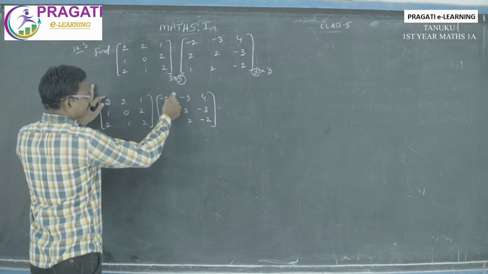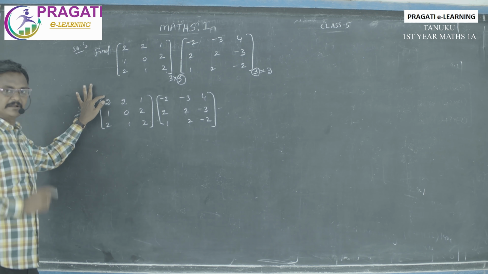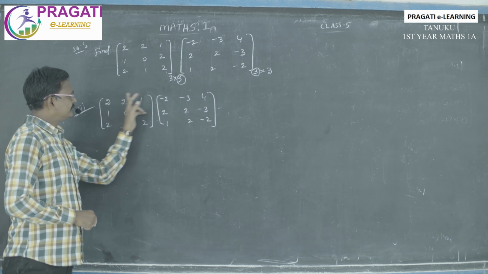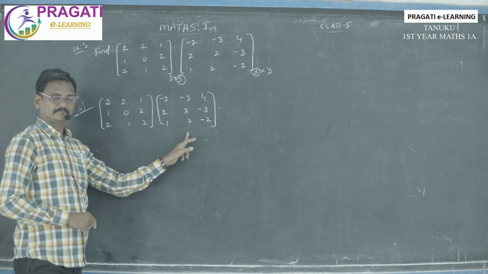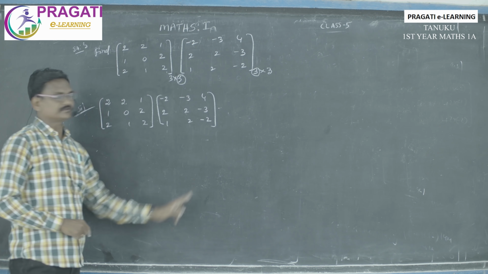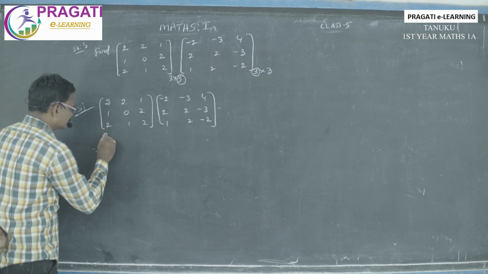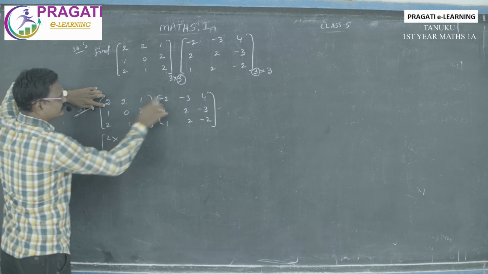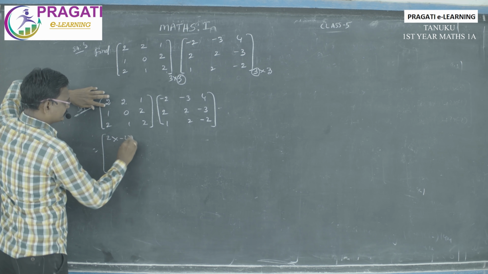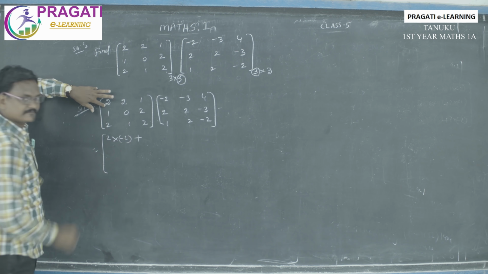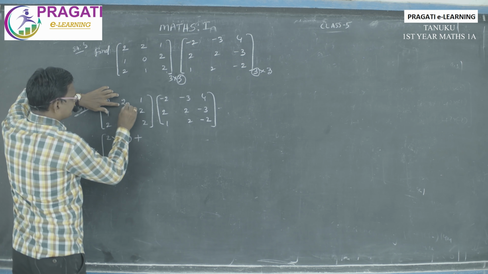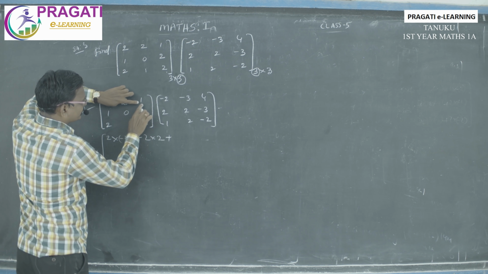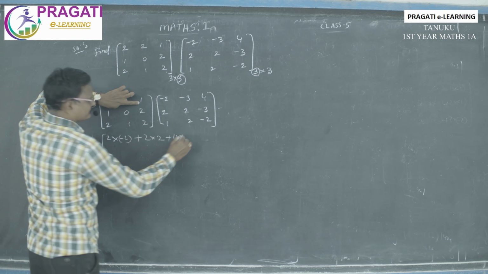First row with the first column. Multiply the first row with the first column. Again, first row with the second column. Again, first row with the third column. So now, first row means 2 into the first element, minus 2. Always plus here, second element 2 into 2, plus third element 1 into third element 1.